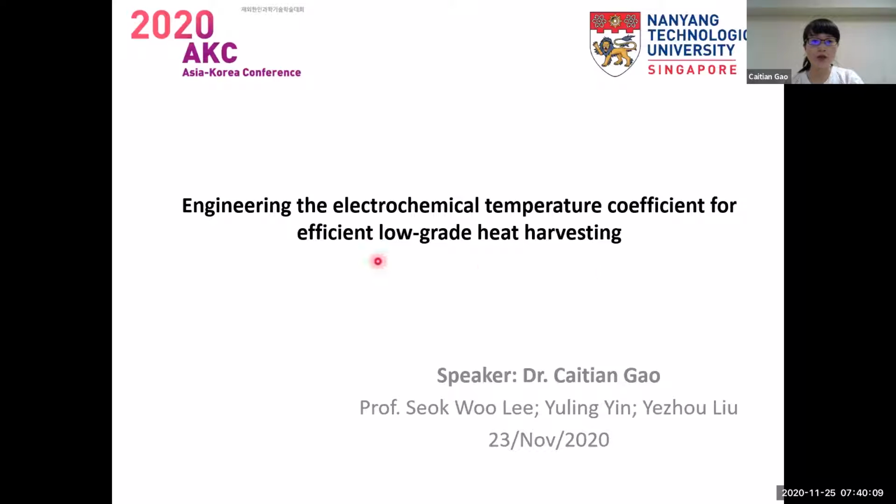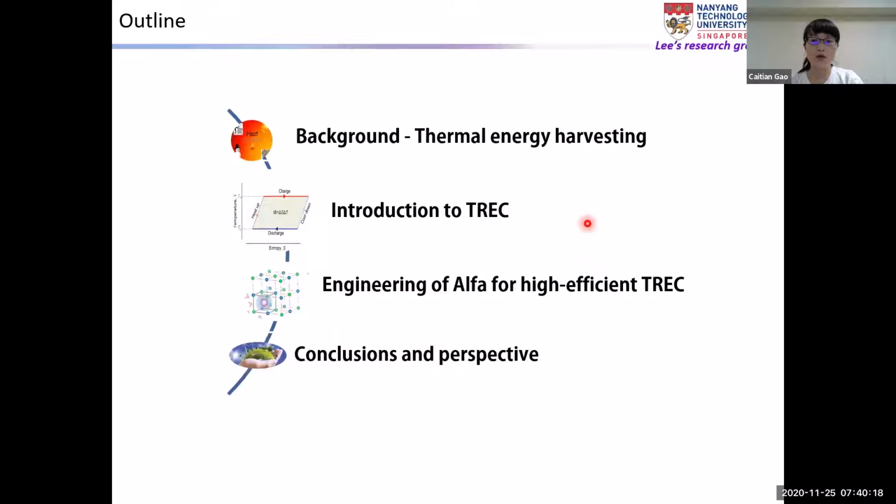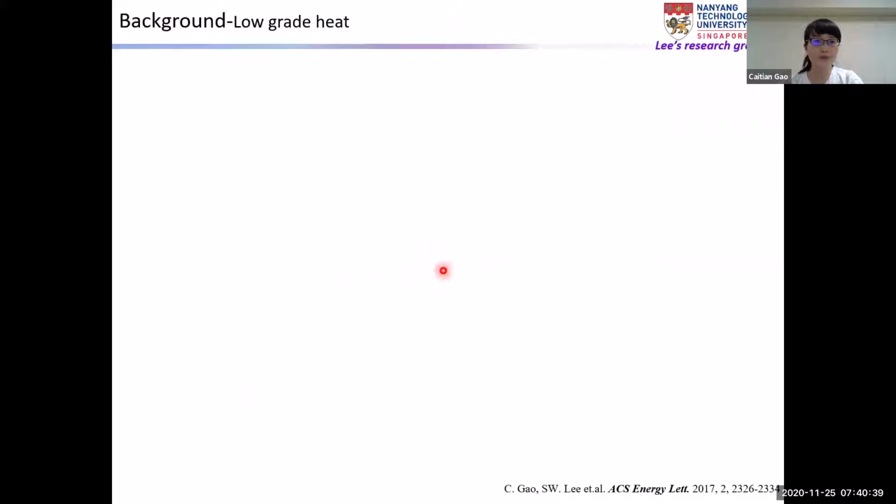So my talk is about engineering the electrochemical temperature coefficient for efficient low-grade heat harvesting. I will give my talk following these four parts. First is about thermal energy harvesting, and then I will give an introduction about TREC. Then it's about my research for engineering the temperature coefficient for the efficient TREC system. And finally, I will give a conclusion and perspective.